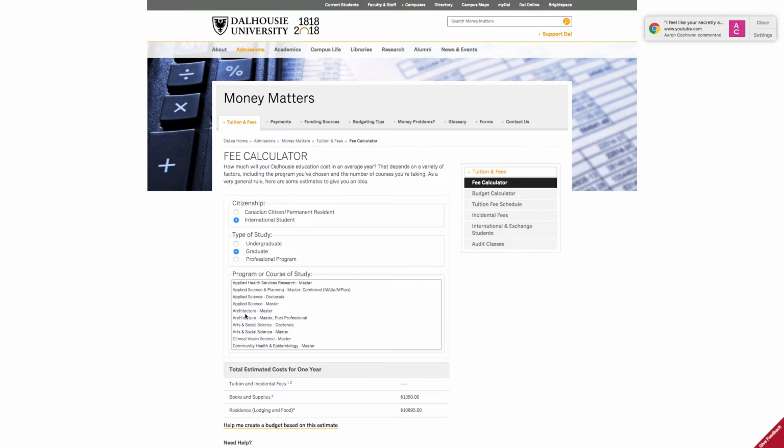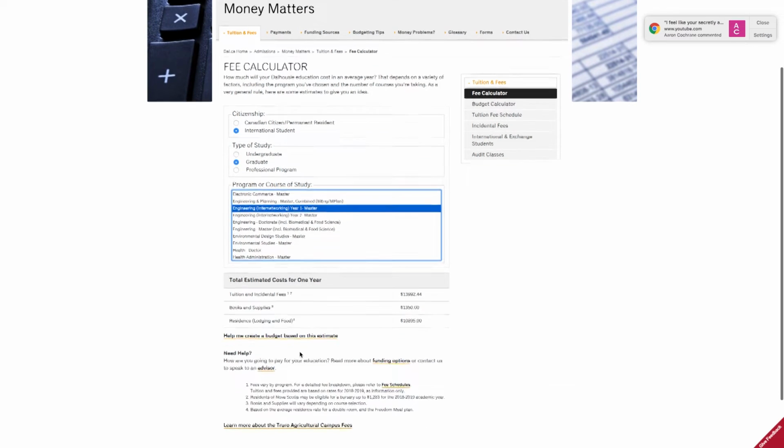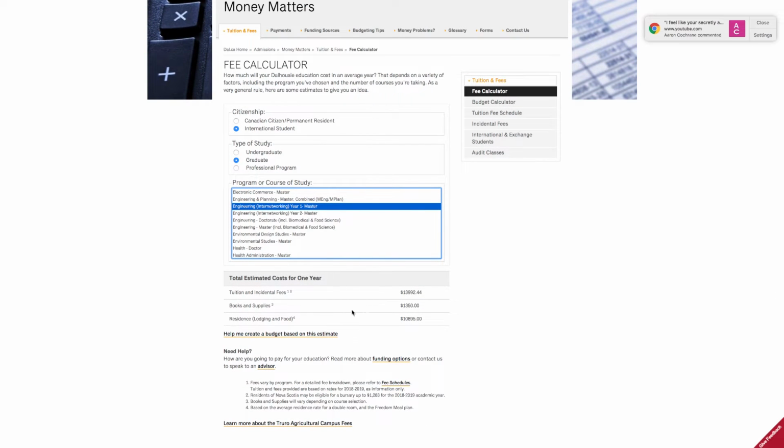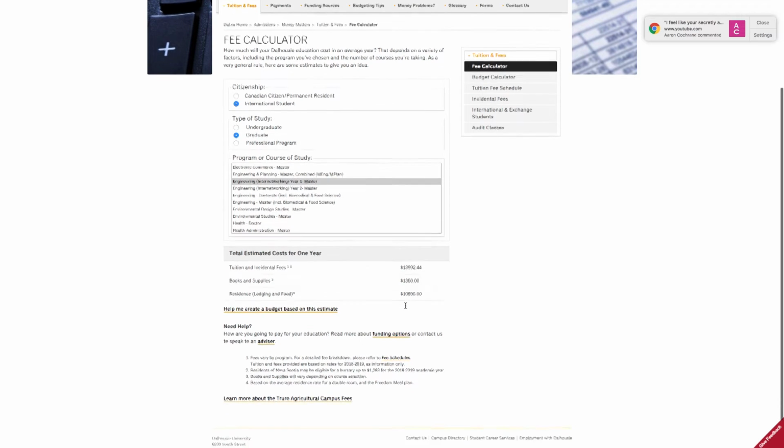Let's say you're doing, what's something that's popular? Engineering, Internetworking is huge. Year one for your master's program, this is how much it's going to cost you. So tuition, $13,992. Books and supplies, $1,350. And residence, $10,895. So that's $23,000. You're looking at, wow, okay.